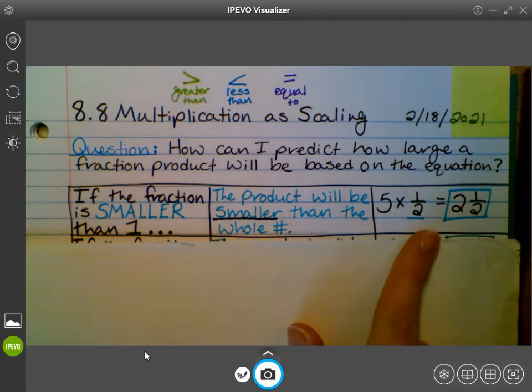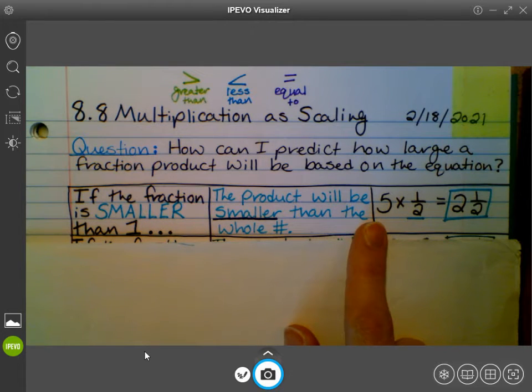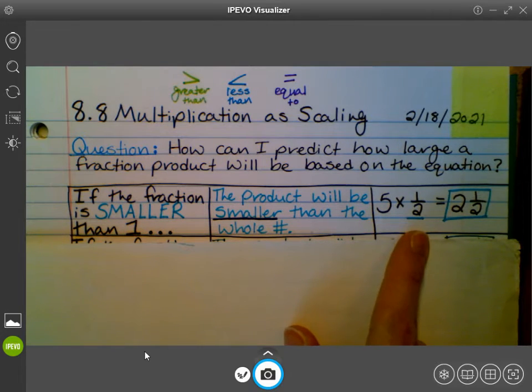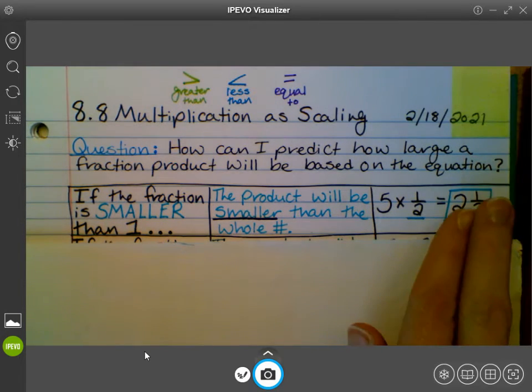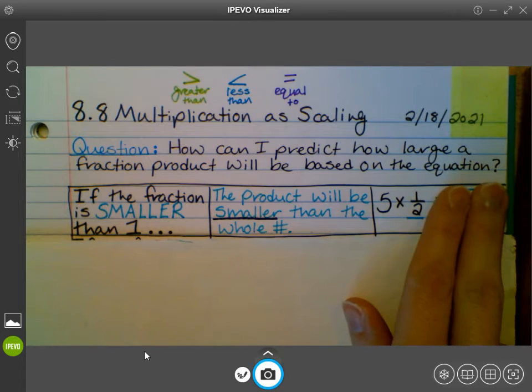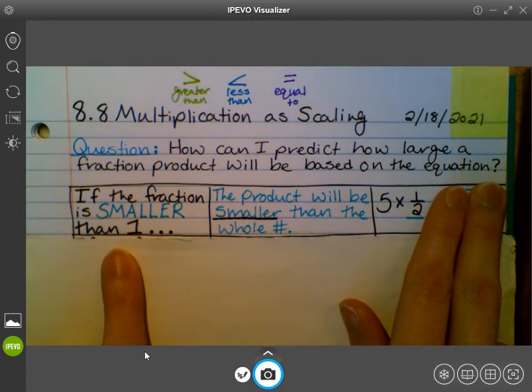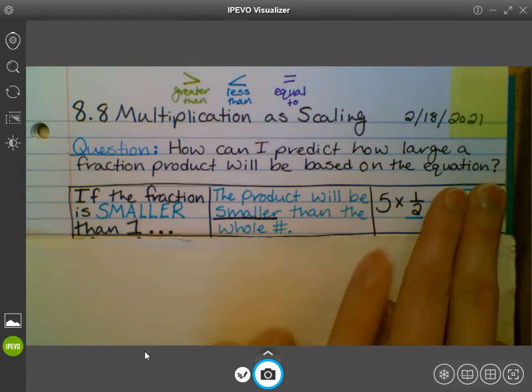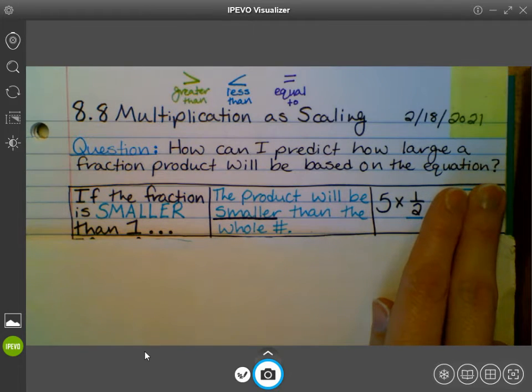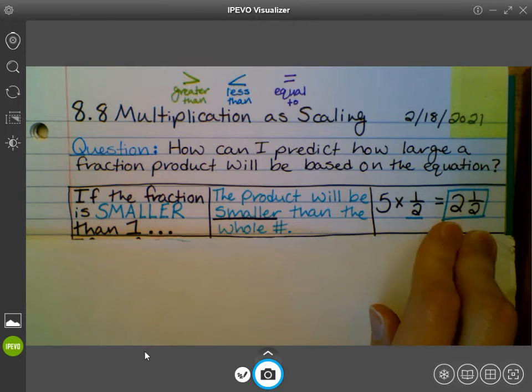So is 2.5 smaller than 5? Yes, exactly. Since we're multiplying 5 by a fraction that's less than 1, our answer will automatically be smaller than 5. Even if I didn't write the answer here, if we looked at this and thought, okay, I have the whole number 5, I'm multiplying it by 1/2, well, 1/2 is smaller than 1, so my product will be smaller than the whole number, which is 5. That gives you some information when you need to order equations from least to greatest. We know that this will be smaller than 5, and it is.